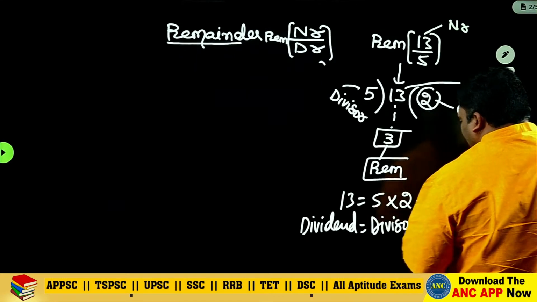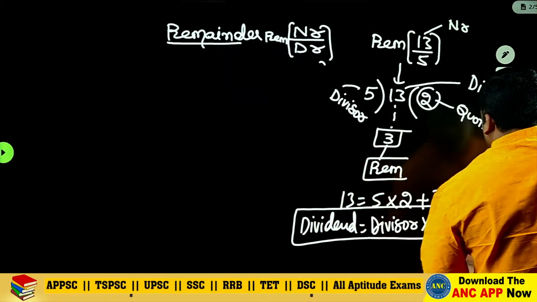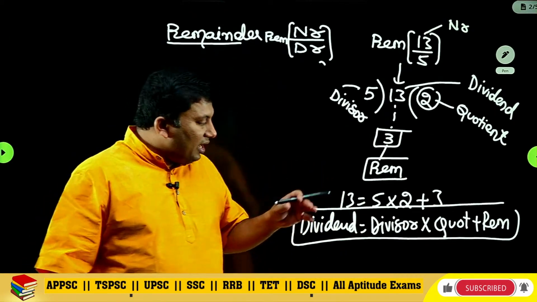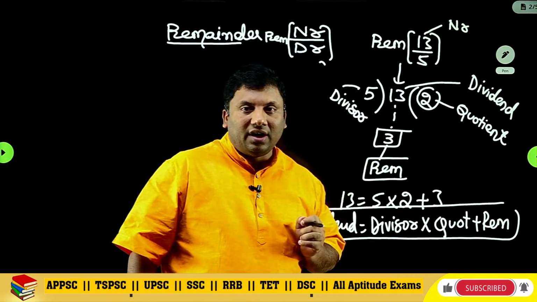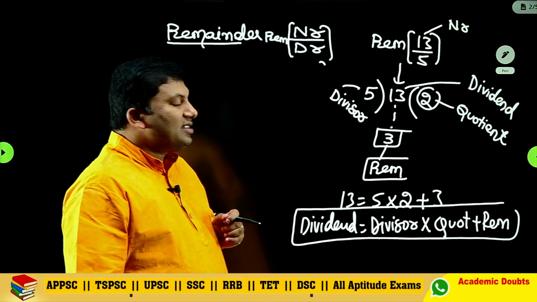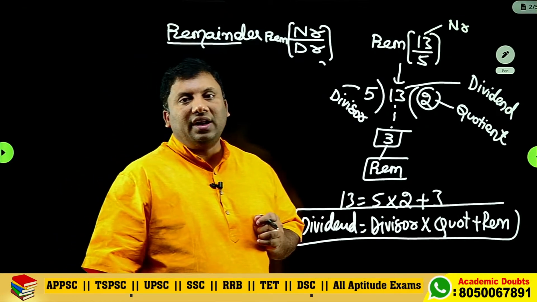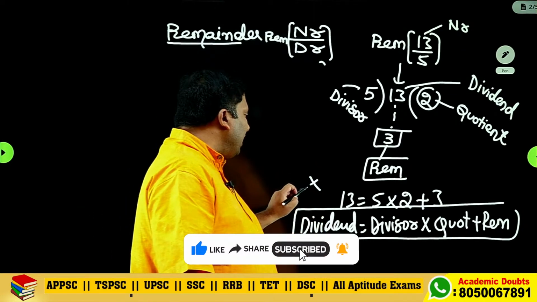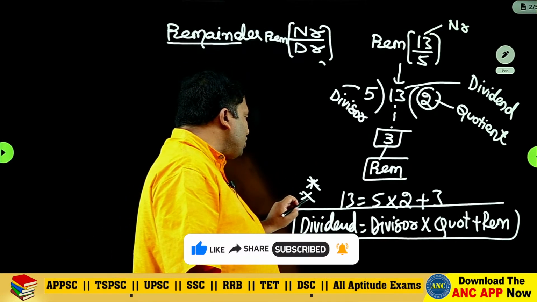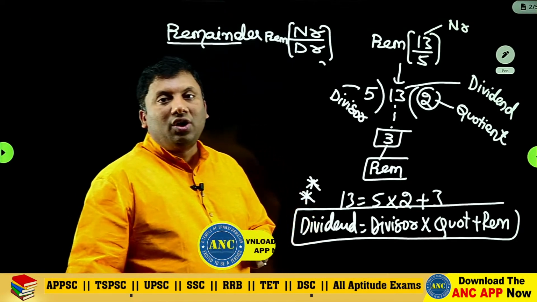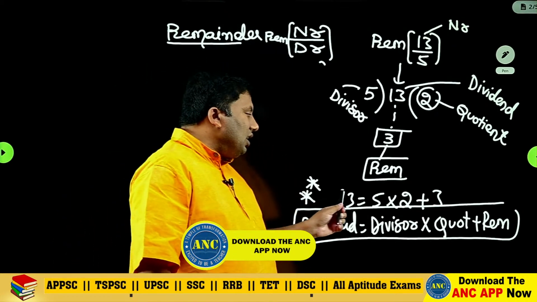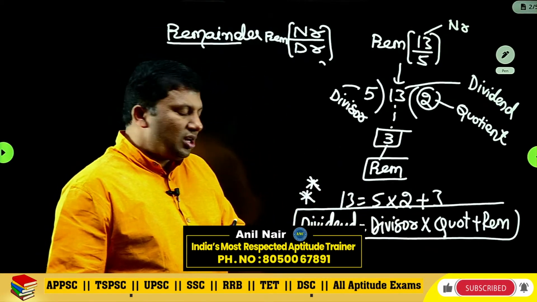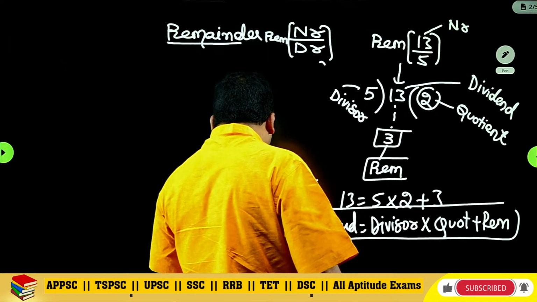First point, write down: dividend is equivalent to divisor into quotient plus remainder. If dividend, divisor, quotient and remainder are given, dividend is given by divisor into quotient plus remainder, which we will call the division theorem. It is the most important theorem while doing remainder problems. Dividend is divisor into quotient plus remainder. This you should know, sir.